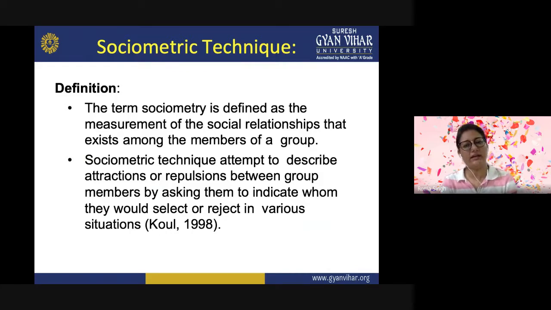The sociometric technique attempts to describe attractions or repulsions between group members by asking them to indicate whom they would select or reject in various situations. We will discuss in today's class what kind of questions a teacher can ask to improve the results after implementing the sociometry technique in our class. You need to decide upon an appropriate method so you can collect appropriate data and information, and only then will it be useful for you.